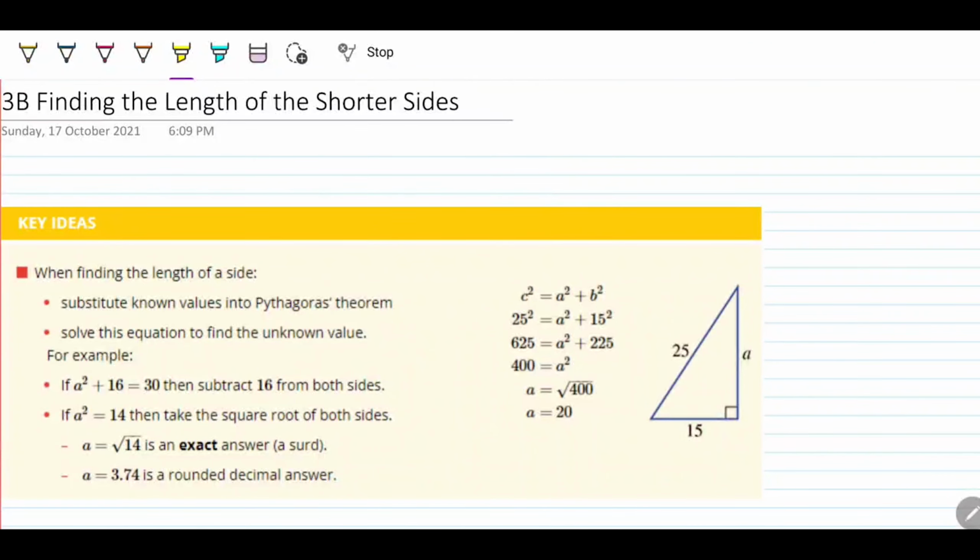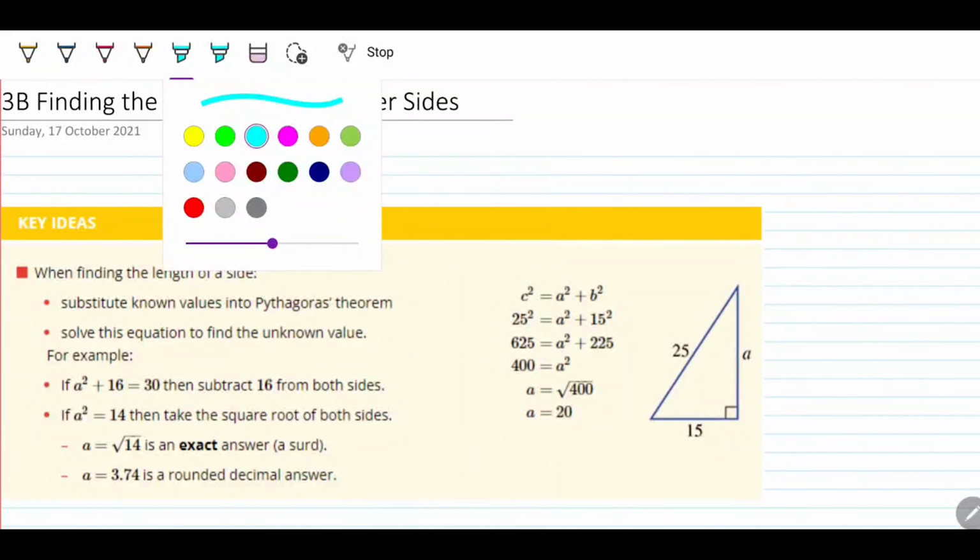In this video, we'll be looking at 3b, finding the length of the shorter sides. So the key idea here is that when we find the length of a side, we need to first substitute known values into Pythagoras' theorem. We also need to solve this equation to find the unknown value.